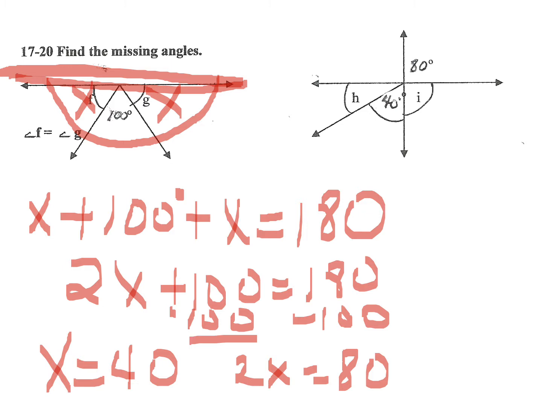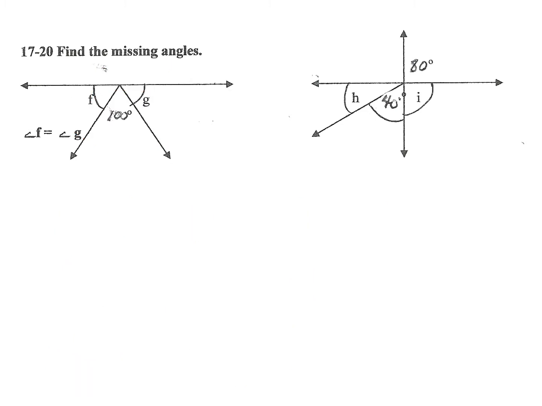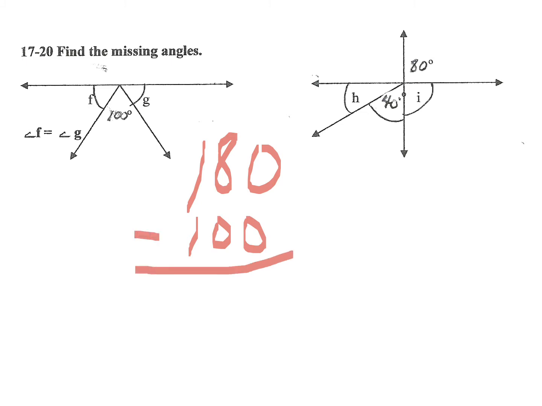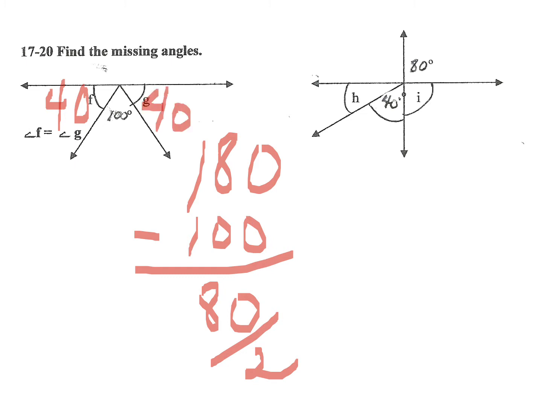Otherwise, some people would rather just do the quick way. I need 180, I've got 100. What does that leave me? 80. But what have I got to do to it? Split it between the two because they match. It's not just one piece is 80, it's both of them. It's not 80 and 80, I've got to split it between the two. So divide it in half and I get 40 and 40. And check it.